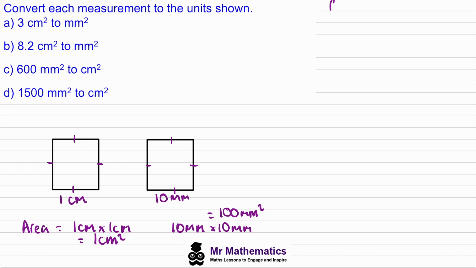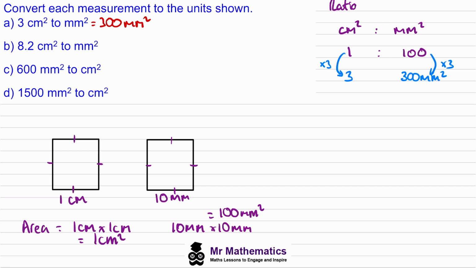So if we consider the ratio of their areas, well, we'll have centimeters squared to millimeters squared, and this is 1 to 100. So for example A, 3 centimeters squared, well, this would be 1 multiplied by 3. We can multiply the right-hand side by 3, so 100 times 3. And this will give us 300 millimeters squared. And this will be 300 for part A.